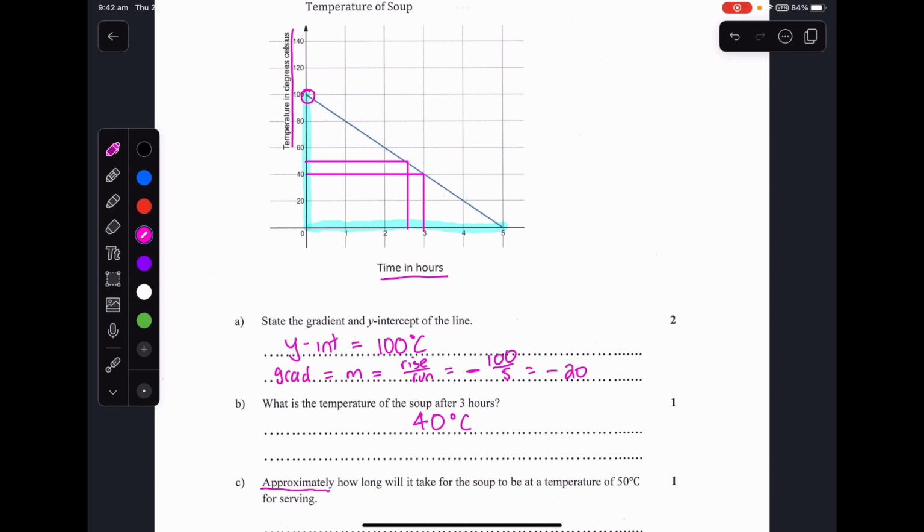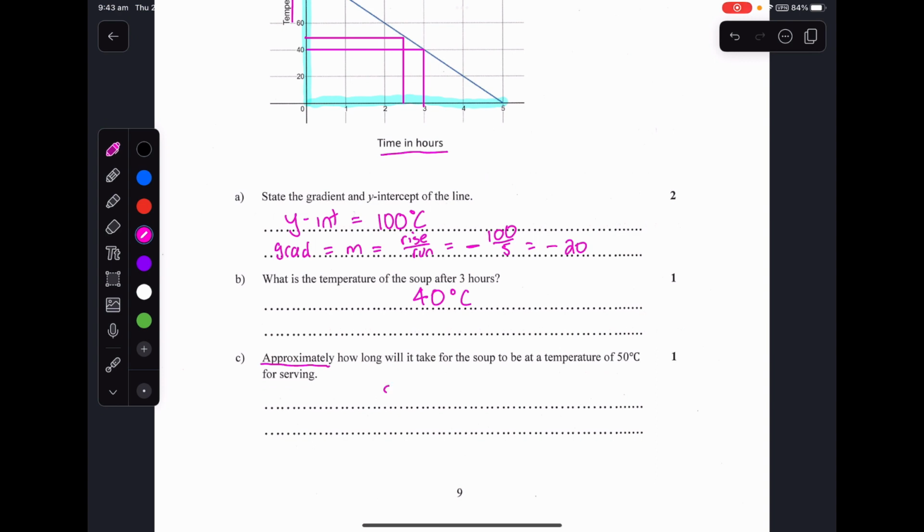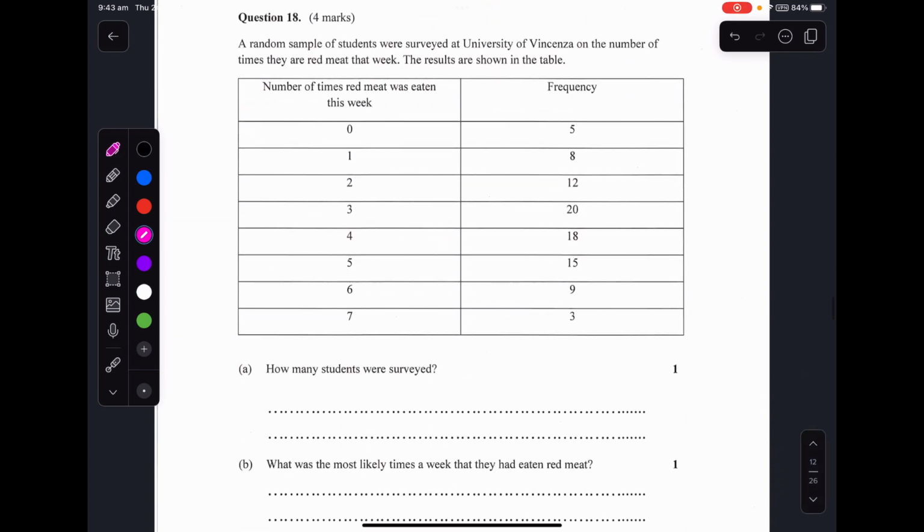My line's not perfect there, but if we go down here, I think, let me just get rid of that line. I've gone over a little bit. Oh, it keeps joining with the other bit. Let's try again. Okay, so we're looking at 2.5 hours, I reckon there. 2.5 hours. Okay. Let's go to question 18.